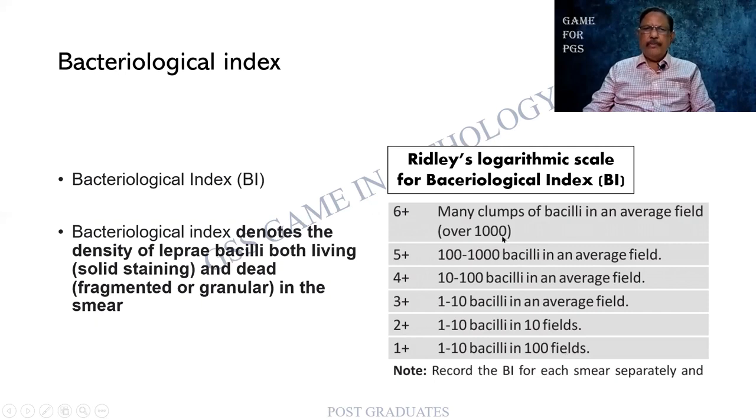This is the value that you people get. I would like you people to kindly memorize. 1 to 10 bacilli in 100 fields, 1 to 10 in 10 fields, 1 to 10 in a single field, and 10 to 100 in an average field, 100 to 1000 in an average field, and then finally you find more than 1000 in a field, which is graded as 6+. Normally this we see in histioid Hansen's or in Lepromatous leprosy. So the bacteriological index is one that we have mentioned earlier.